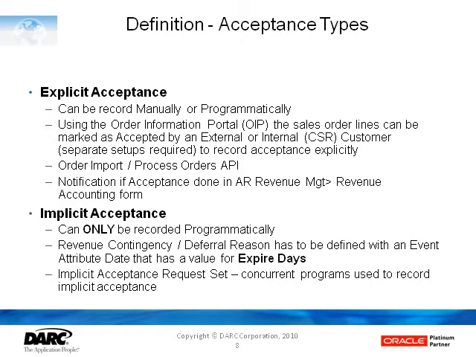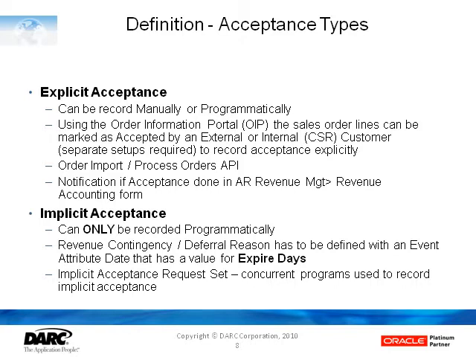The other type of acceptance is implicit acceptance. This processing can only be done programmatically, and it's based on a deferral reason and one of its attributes having an expiration value for the expire days. So if you think about this, it's related to an attribute such as ship confirm date, and it having a value, let's say, of 14 days.